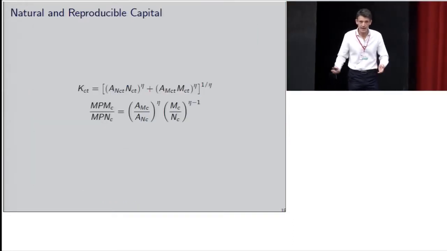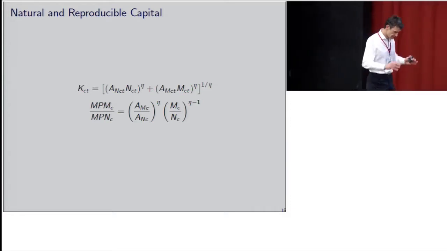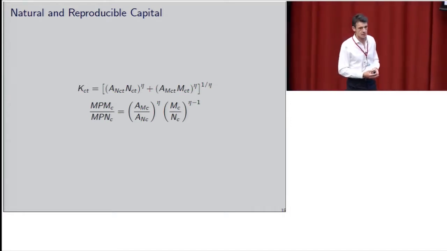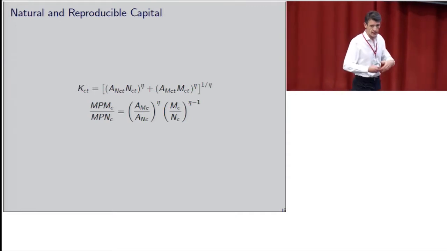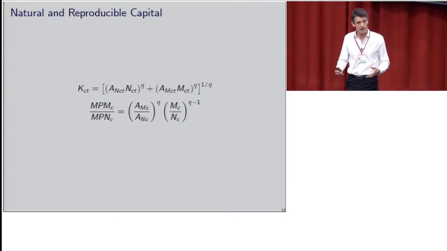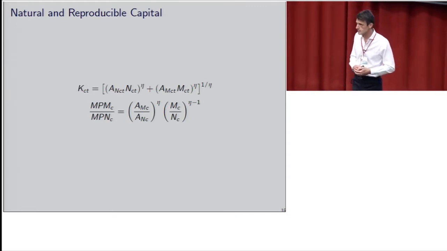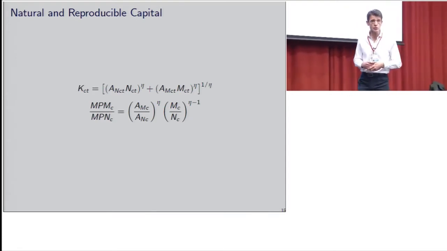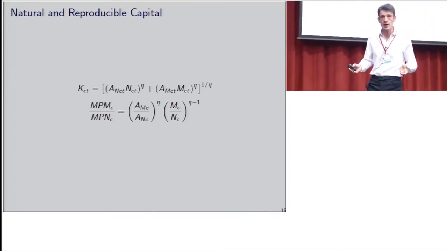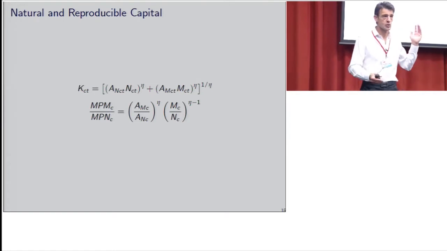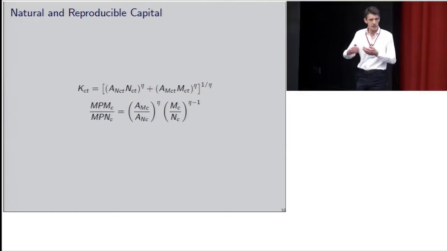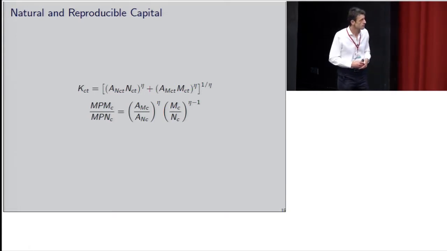I told you that another level of nesting I'm interested in is looking within the capital stock at the relative efficiency of natural capital and reproducible capital. So let's write down the same equations as before, which express the ratio of marginal productivities of these two capital types as a function of the relative supplies and the factor bias term. It's the same expression as before.